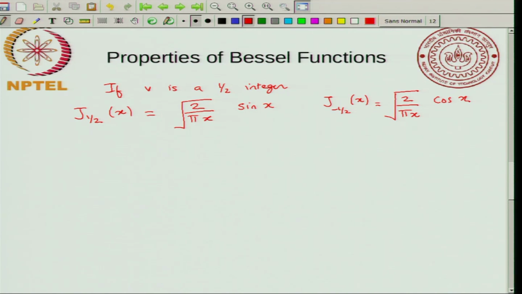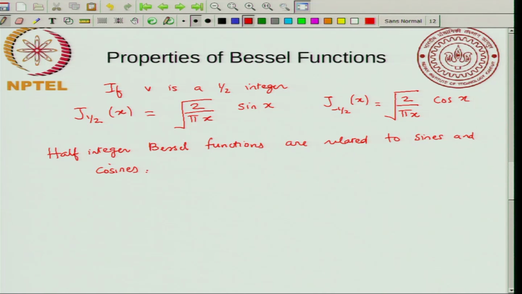And in fact using this J of half and J of minus half, you can derive J of 3 halves, J of 5 halves, J of minus 3 halves, and all the other half integer Bessel functions. So basically the point is that half integer Bessel functions are related to sines and cosines. So this is one useful thing to remember.